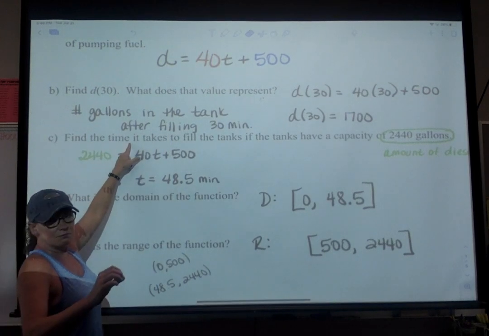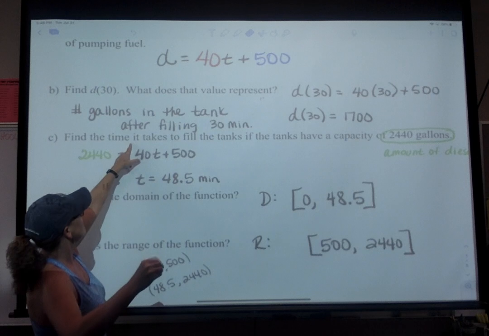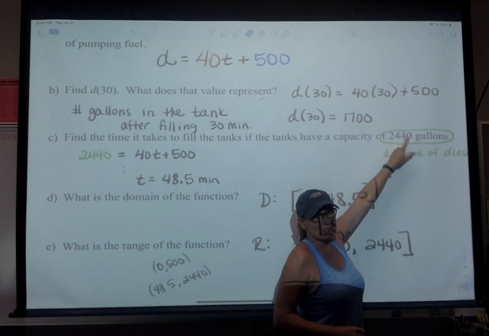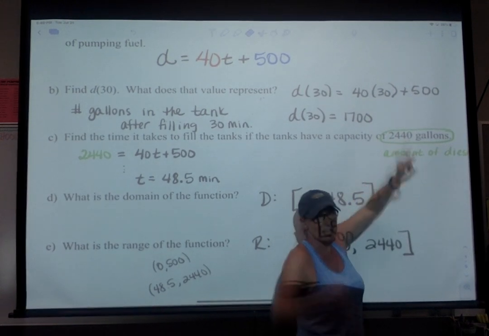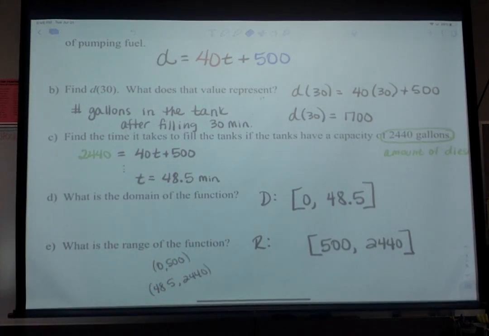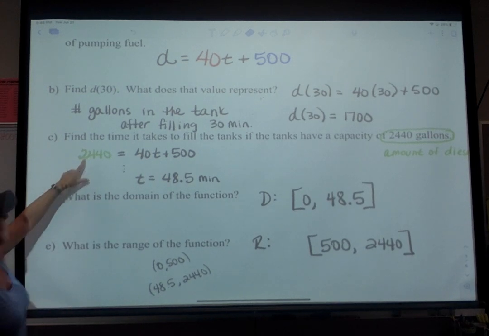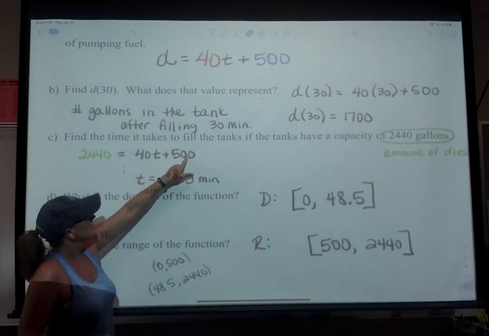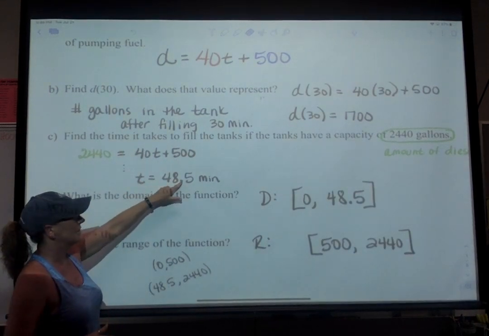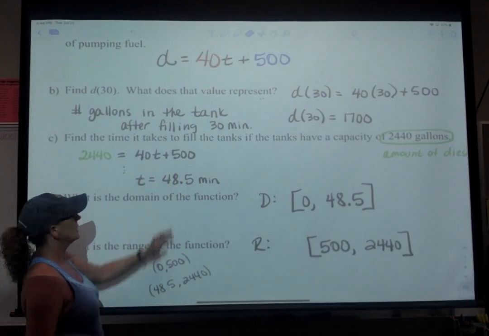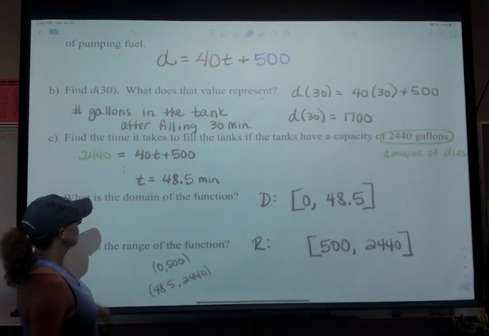Find the time. My answer should be T equals. Find the time to fill it up. So this is the amount of diesel that it's going to take to fill it up. How long will that take? So I plugged in the total amount of diesel right here for D equals, here's my equation, and then I just solved for T. It's going to take 48.5 minutes to fill it up all the way. We started with 500. It's going to take this long to fill it up all the way.